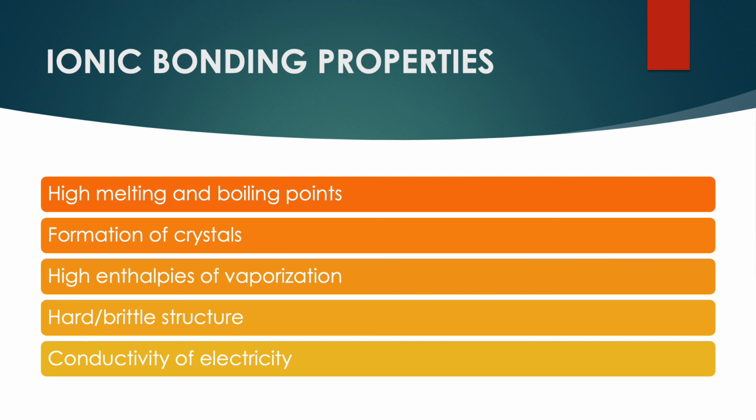Now we'll discuss some of the physical properties of ionic bonds. Some of these main properties include high melting points and boiling points, the formation of crystals, higher enthalpies of vaporization, hard and brittle structure, and the conductivity of electricity, but only when dissolved in water.